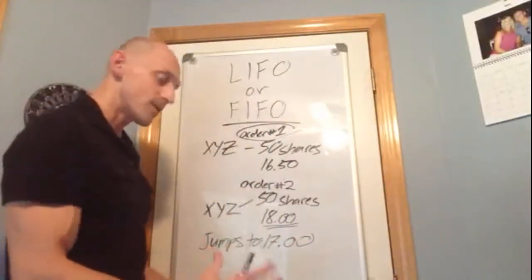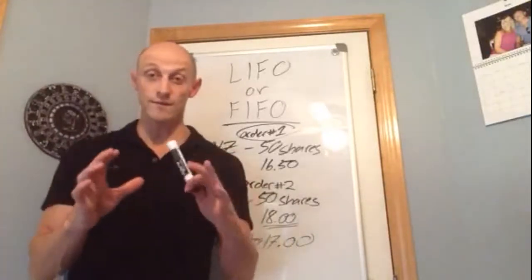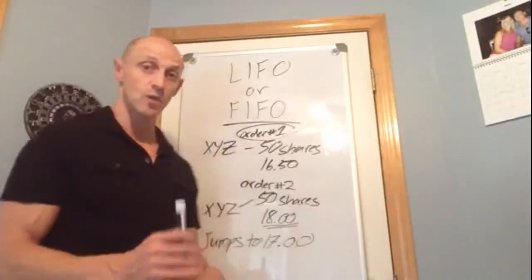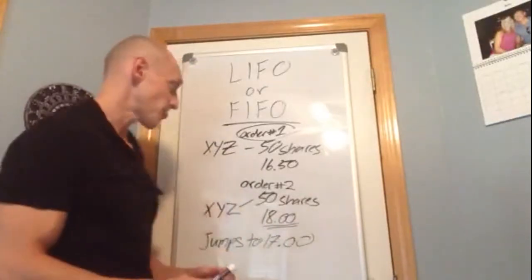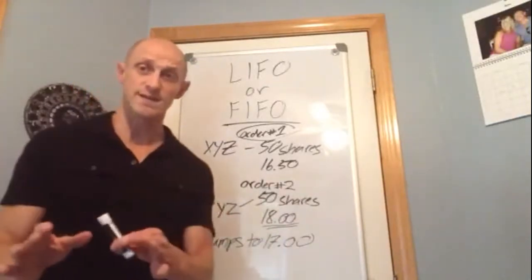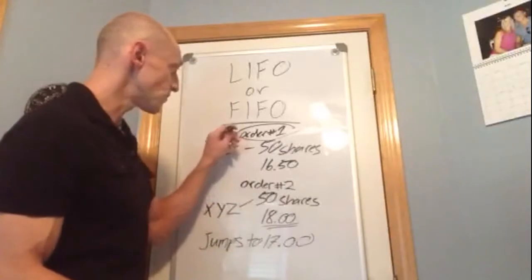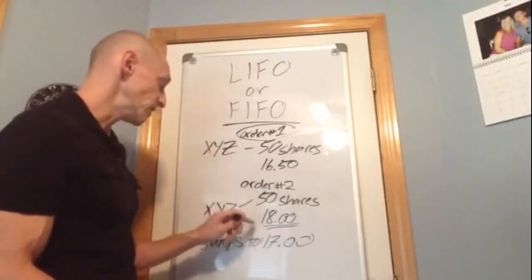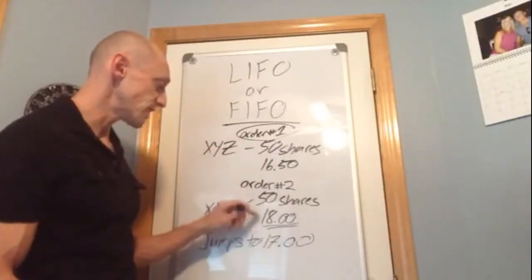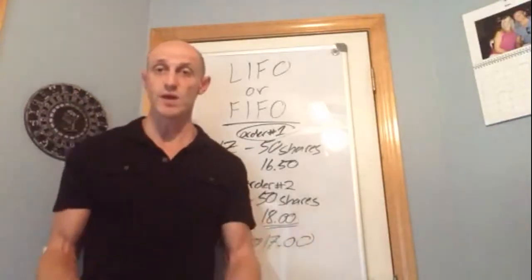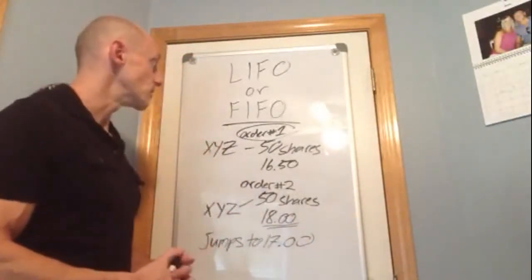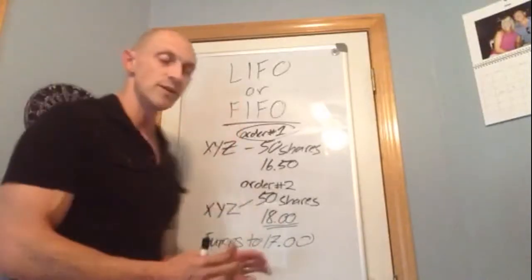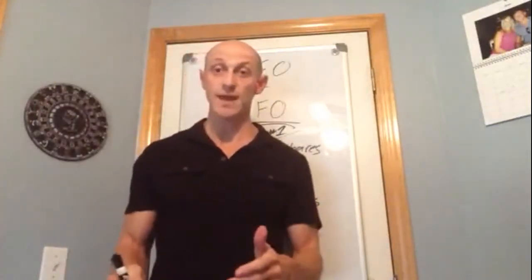Well, now if you were in first in, first out settings with your broker, you're not going to be able to sell. Like if you were to sell, your first order would sell first, but you wouldn't be able to sell your second order because you're not in profit yet. So you're going to lose money. So you'll have to wait for it to come back up to $18. Okay, that's one of the disadvantages to first in, first out.